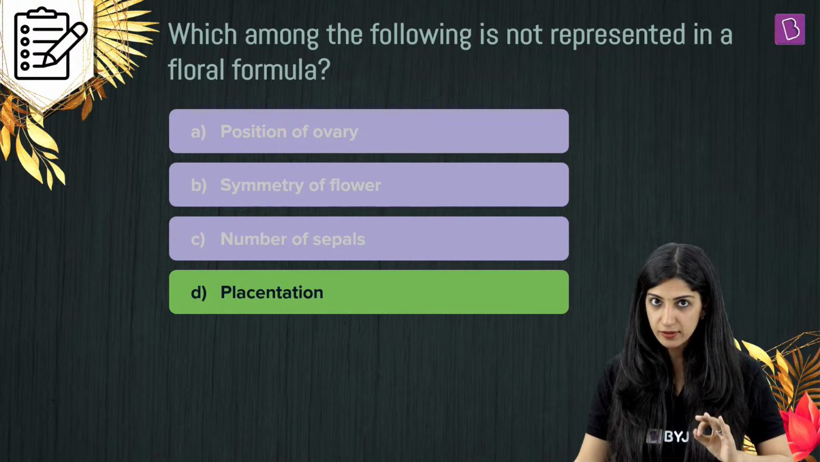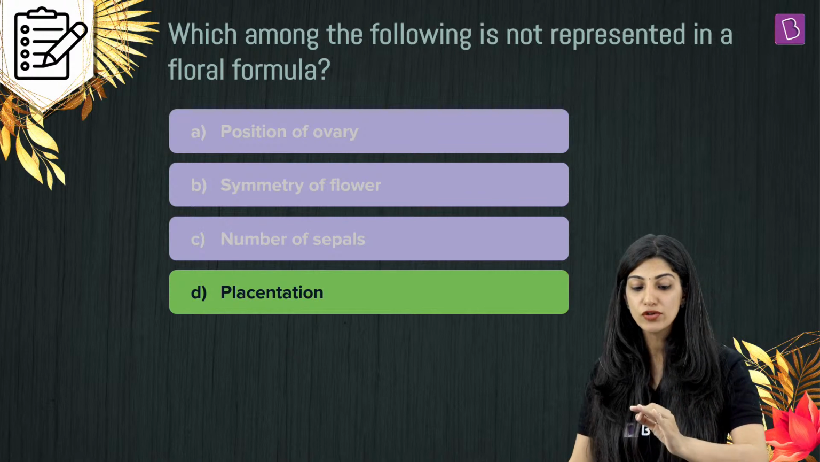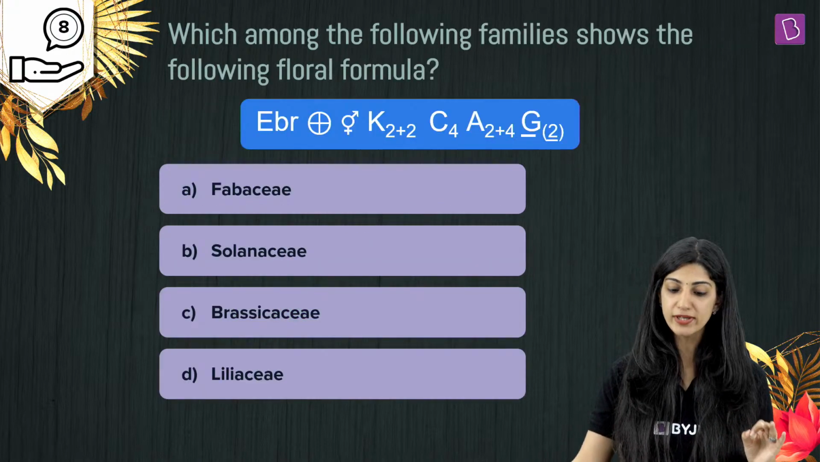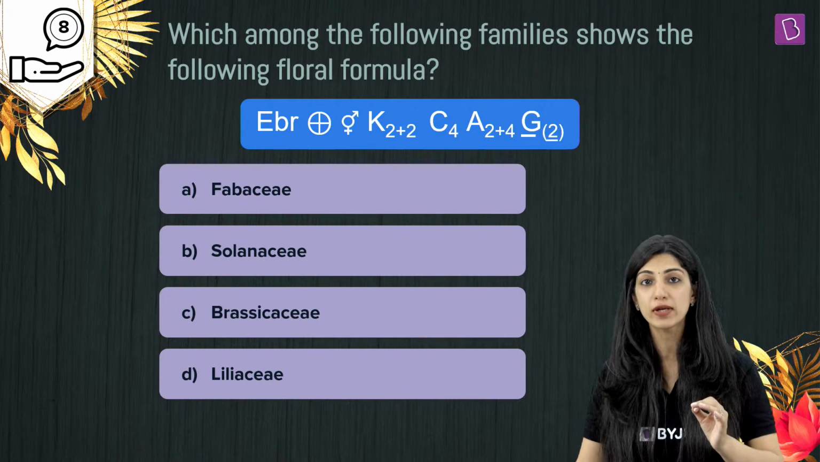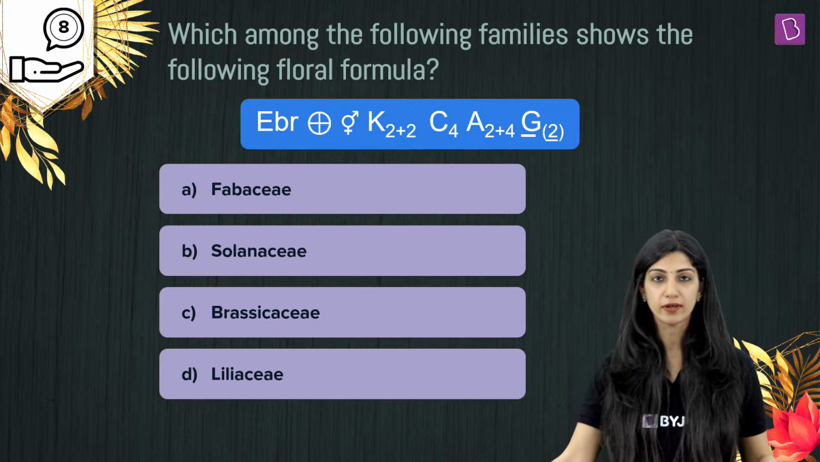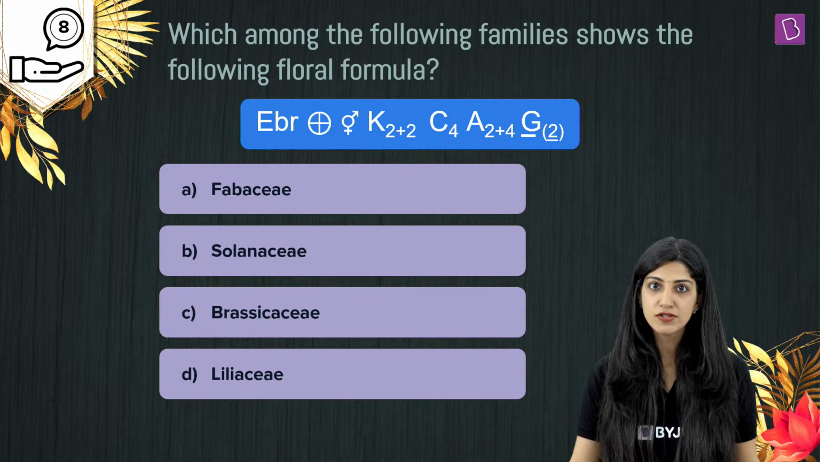Good. Have you noted this down? Now, which among the following is not represented? Placentation, easy question. Next, a question on floral formula. Pay attention. यहाँ पे गलती होने के chances काफी रहते हैं if you're not careful. Let's see what the examiner wants from us.